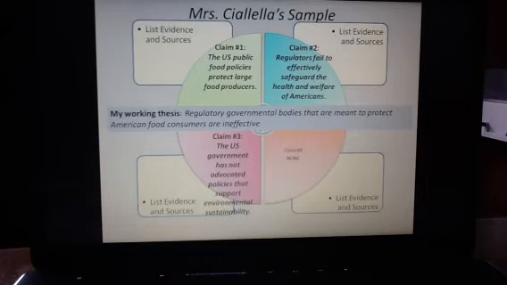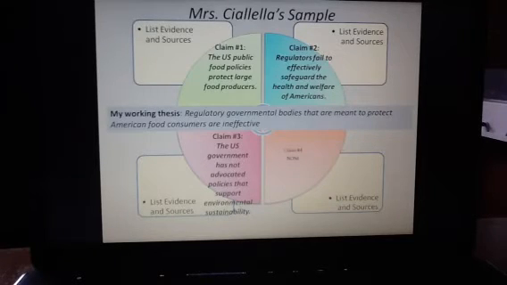Here is how this might look. Okay, I've put my working thesis here in the middle, and then I've mapped out, after looking at all the evidence, that I really have only 3 claims that I want to talk about. I want to talk about claim 1, which is basically public policy.